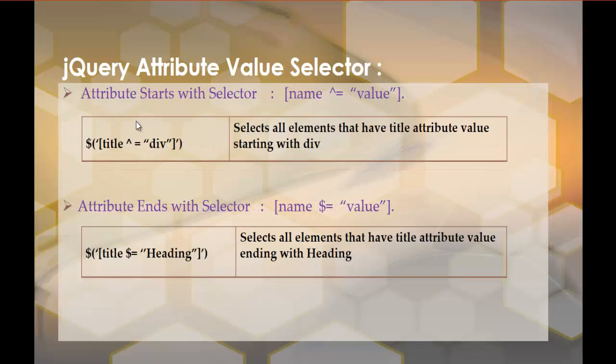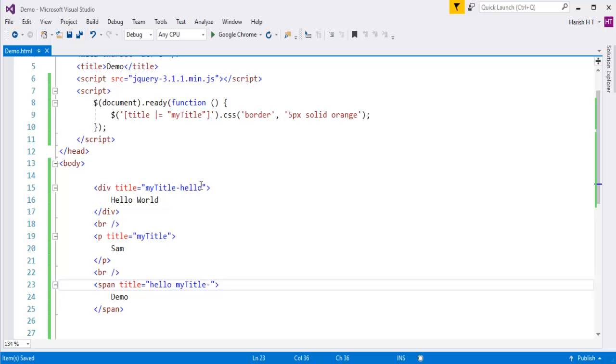Now we are going to learn the last two, that is attribute starts with selector. Keep in mind title, this symbol equals div. What it does, it's going to select all the elements that have the title attribute value starting with div. Your attribute value should start with this word div. Let me show you, it's very simple. So it should start with div, and the symbol is not the tilted, it is this symbol.